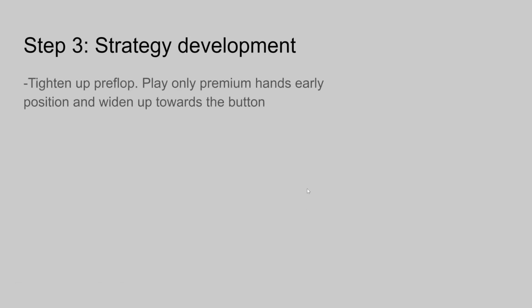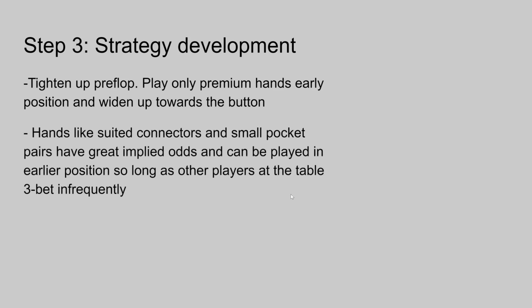All right, so we tighten up pre-flop. We only want to play premium hands from early position, and then we definitely widen up towards the button, and we want to start 3-betting them aggressively from late position, and from early position when we have monsters and when we wake up with them. Hands like suited connectors and small pocket pairs have great implied odds, and you should play them in earlier position. But the caveat is, if you have players that are 3-betting you often, you've got to tighten up. Simple as that.